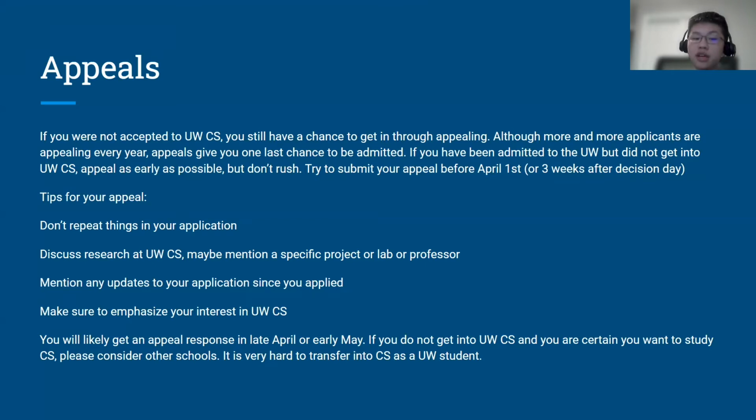So also mention any updates to your application since you applied. For example, if you maintained a 4.0 GPA in your first semester, UW actually does not look at your first semester grades. So let's say you have been maintaining a 4.0 in first semester, maybe mention that on your appeal and make sure to emphasize your interest in UW-CS. And you will likely get an appeal response in late April or early May. And if you do not get into UW-CS and you are certain that you want to study CS, please consider other schools. It is really, really, really hard to transfer into CS as a current UW student.